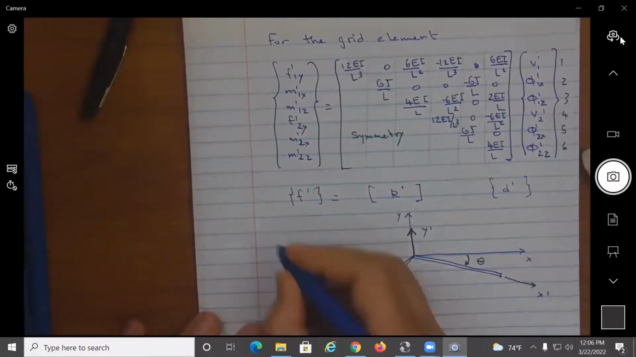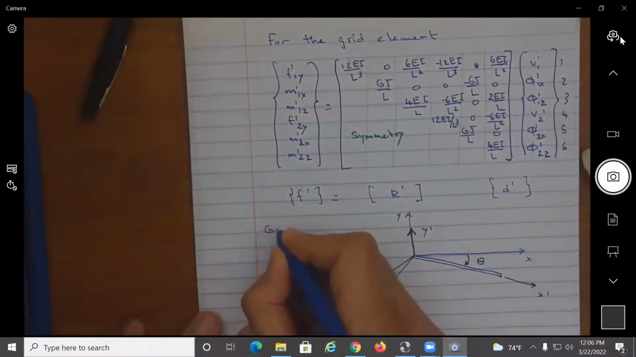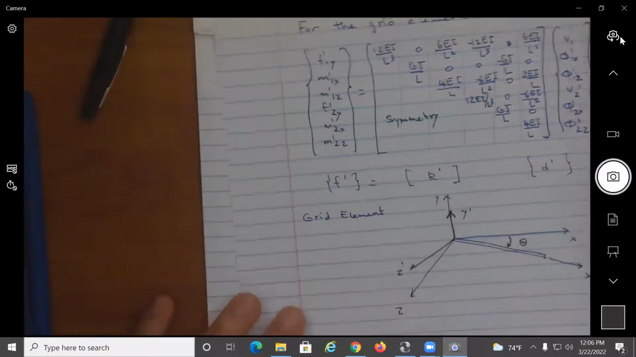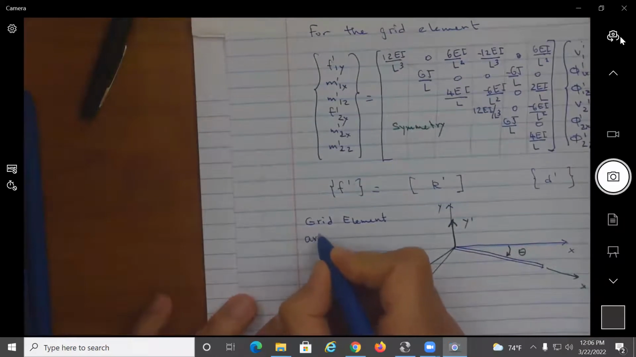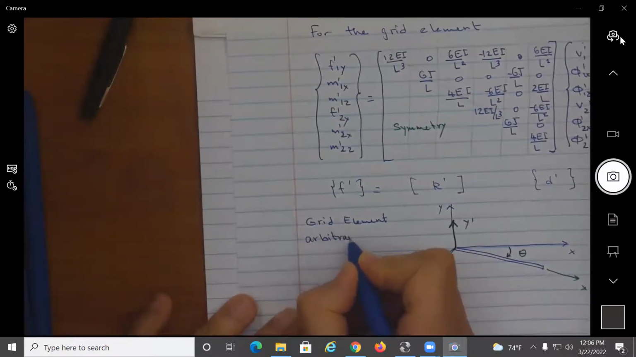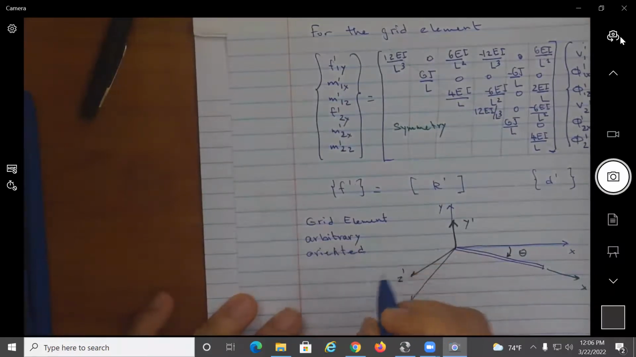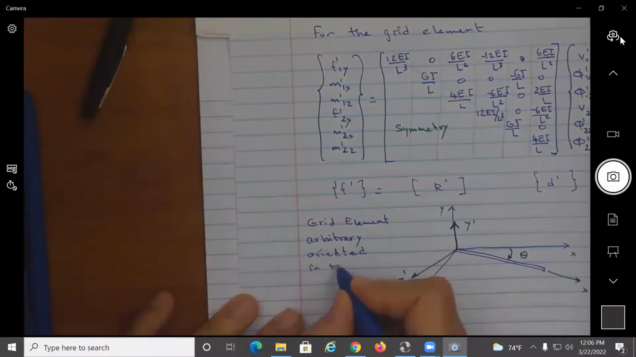So here we are looking at a grid element that is arbitrarily oriented in the xz plane.